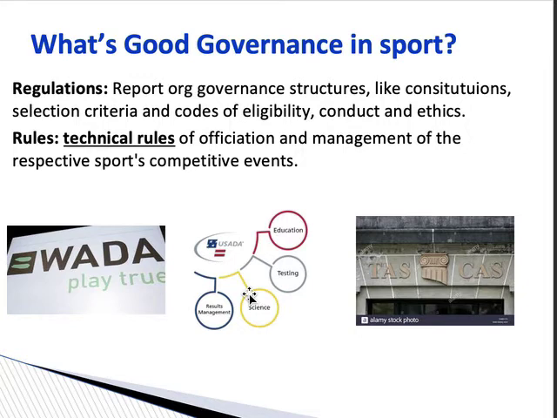Normally two types of doping tests are conducted. One is the in-competition doping test. For instance, when you compete at the Olympic Games or at the USA Swimming trial, you will have to accept a doping test. Normally this is conducted by event organizers. The second type is called the out-of-competition doping test. There is a website called Whereabouts. If you're an athlete, you have to go and provide updates there to let WADA know where you will be in the future.